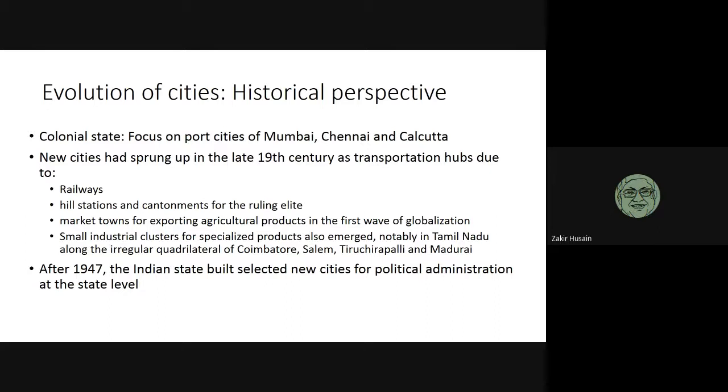After 1857, the East India Company lost its power, and the crown, the queen, became the ruler of India, Kaisari Hind. So it was still economic motivations that were important, but now administrative and other concerns also became important. So in the 19th century, the railway network developed.